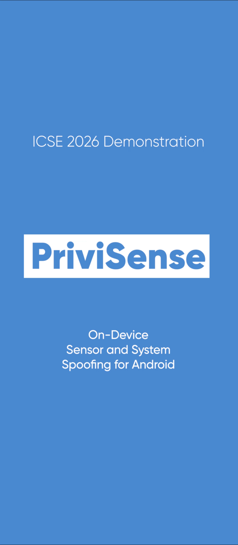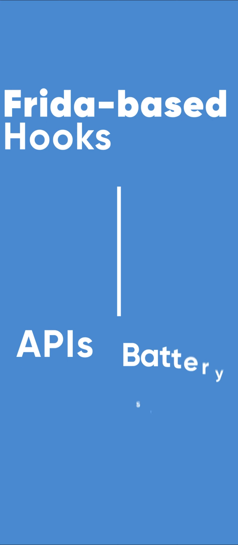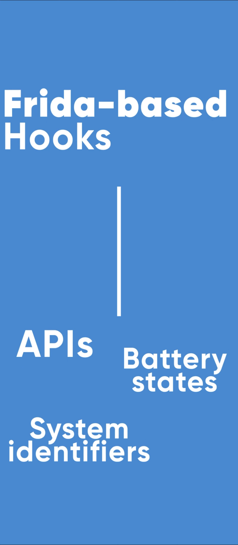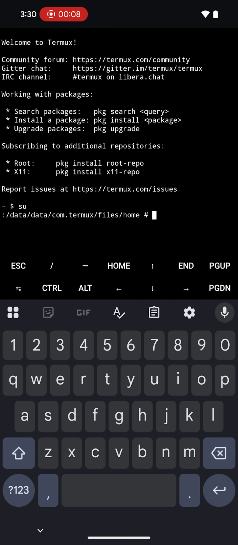PriviSense is an on-device framework that provides a reproducible workflow for spoofing Android sensor and system values directly on a rooted phone. It integrates Frida-based hooks for multiple sensor APIs, battery states, and system identifiers, enabling controlled manipulation across real apps in real time.